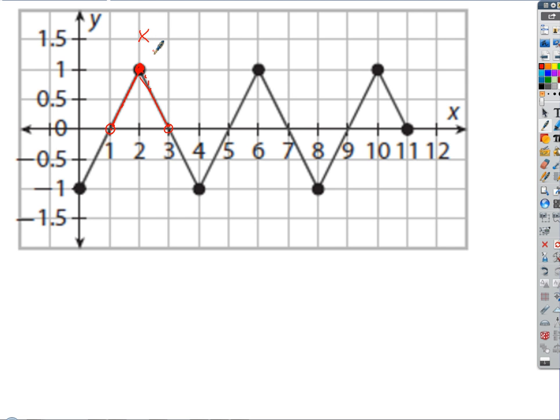So I'm asking about x values. Okay, so 1 and 3 are the endpoints, aren't they? So x is greater than 1. Do I include an equal to there? I don't, because I've got an open endpoint, right? X is greater than 1 and less than 3. Good. Everybody see that? Yes.